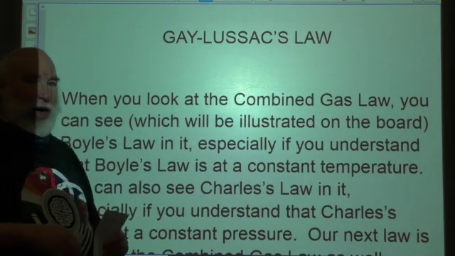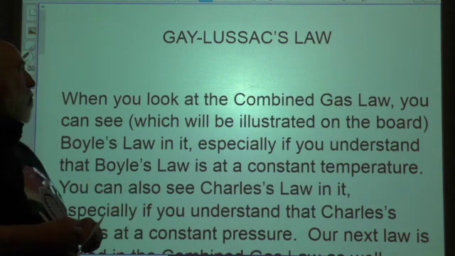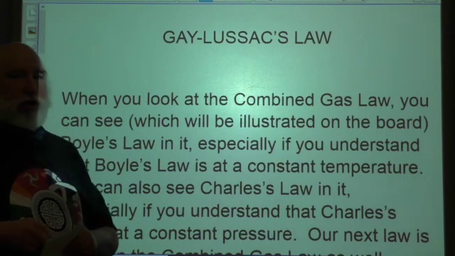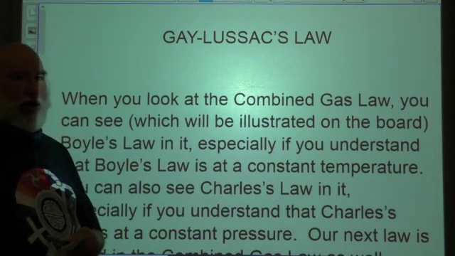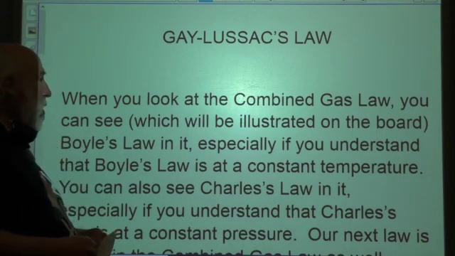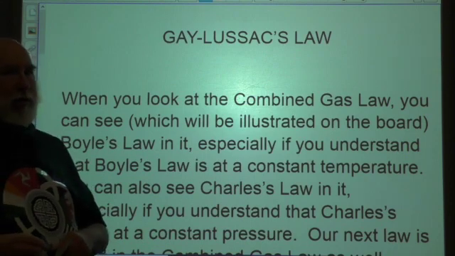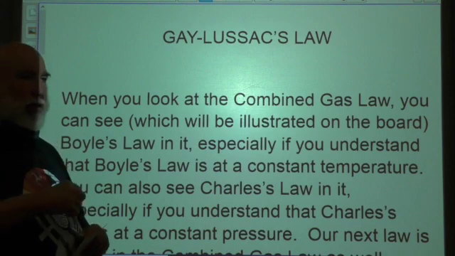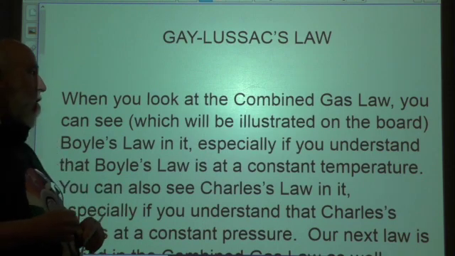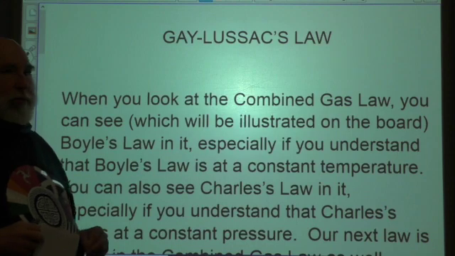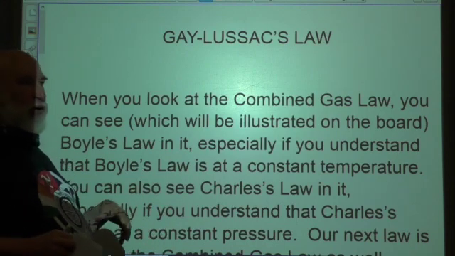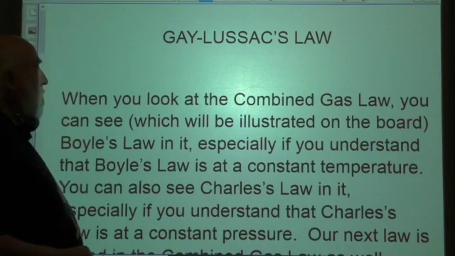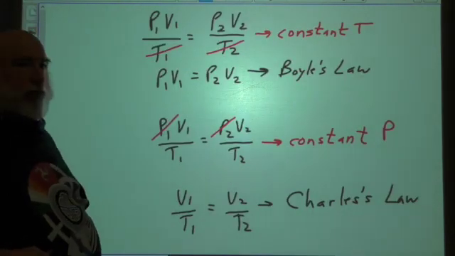Okay, so the fourth gas law is what we call Gay-Lussac's law. Gay-Lussac was a famous French scientist who developed the next gas law that we're going to talk about. This guy was a really huge influence on the whole science of gas laws. And basically what he came up with was a variation of the combined gas law. Let's take a look at what I mean by that.